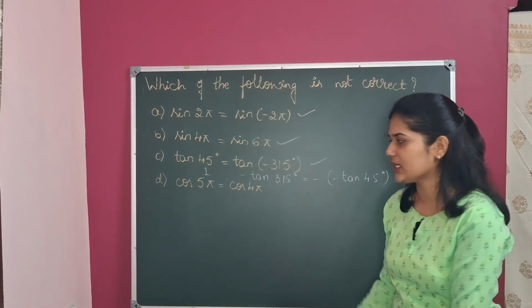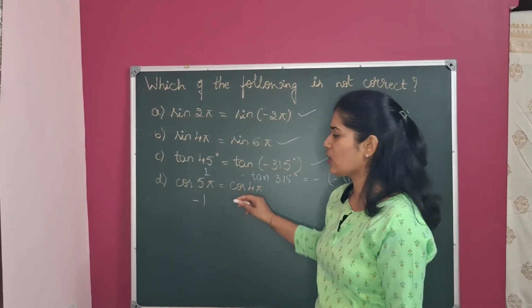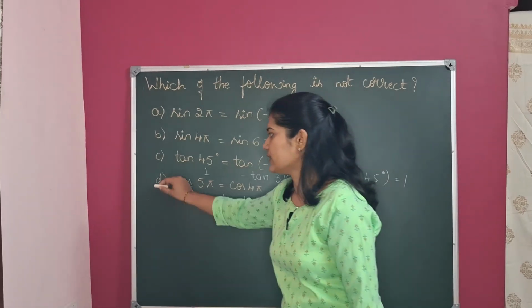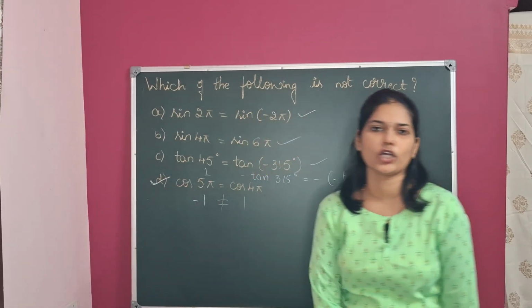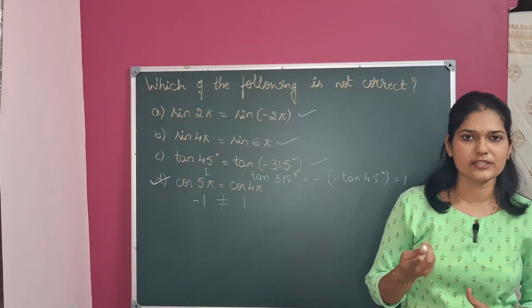Coming to option D, cos 5 pi which is minus 1 and cos 4 pi is 1 which are not equal. Therefore, this is not correct. Answer is option D. Now, let's move on to the next problem.